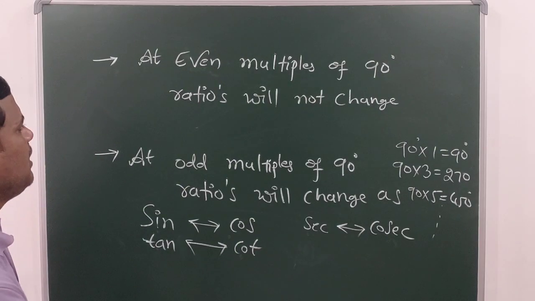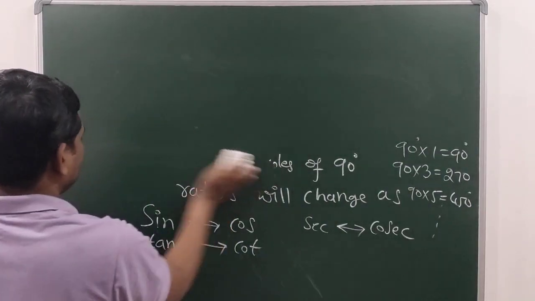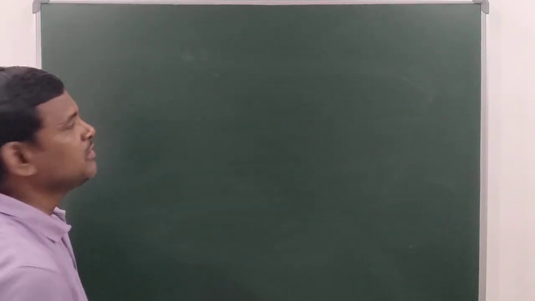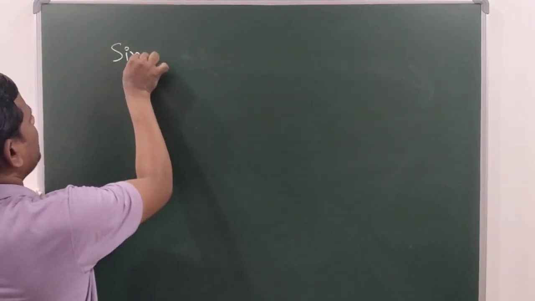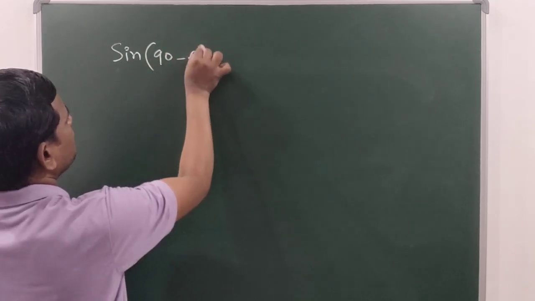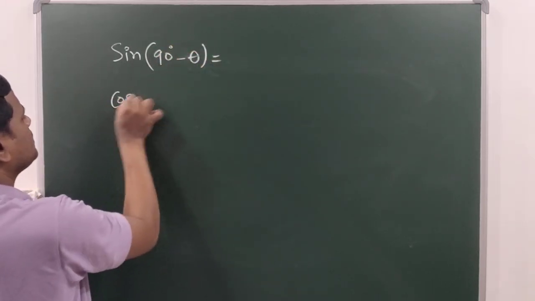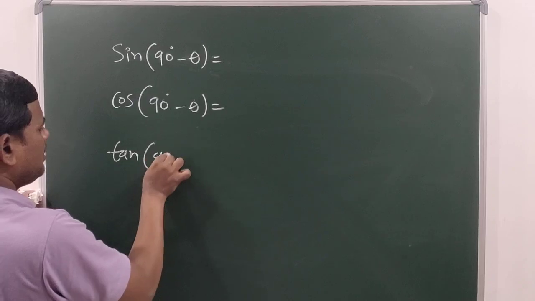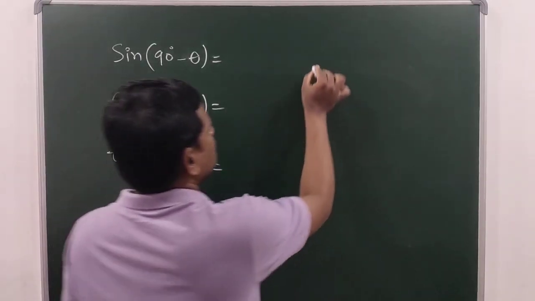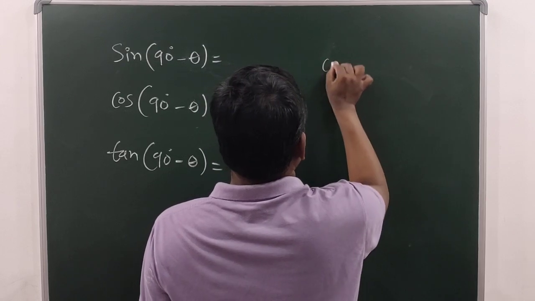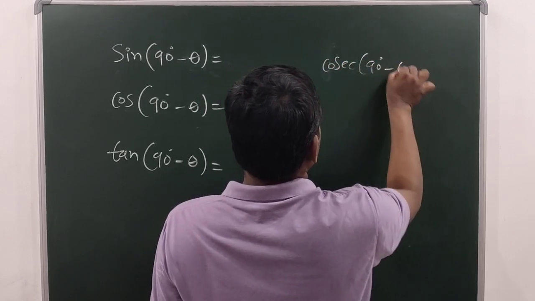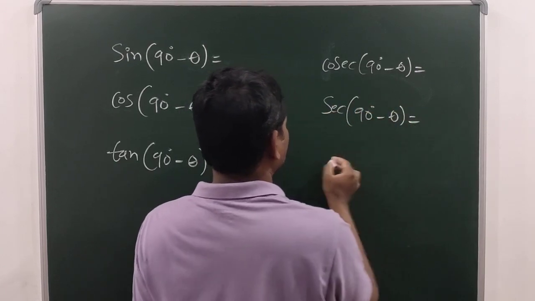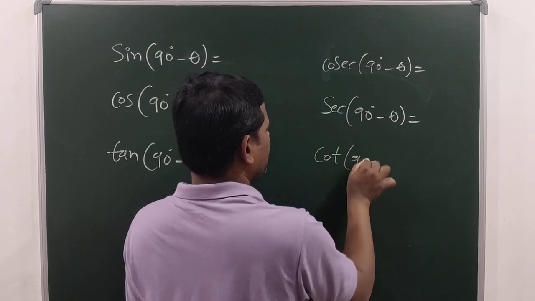Okay, now let us go to the definitions. Right, students, see here: sine 90 degrees minus theta, cos 90 degrees minus theta, tan 90 degrees minus theta, cosec 90 degrees minus theta, secant 90 degrees minus theta, cot 90 degrees minus theta.